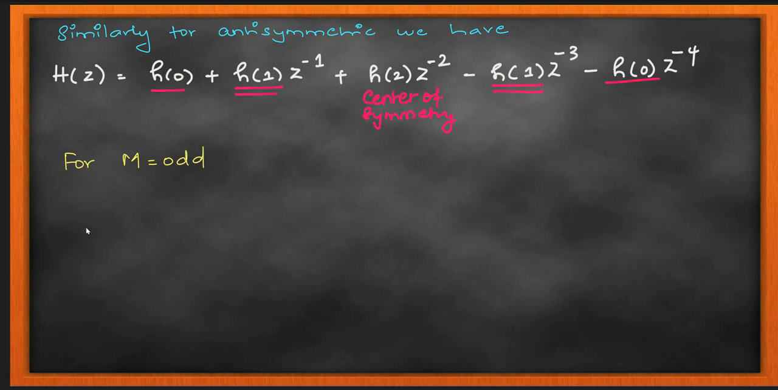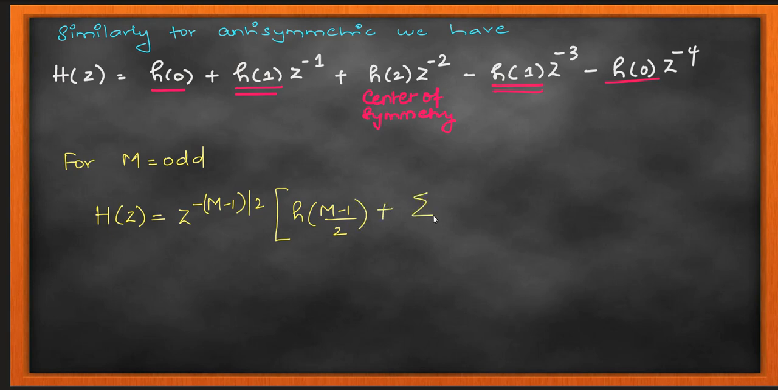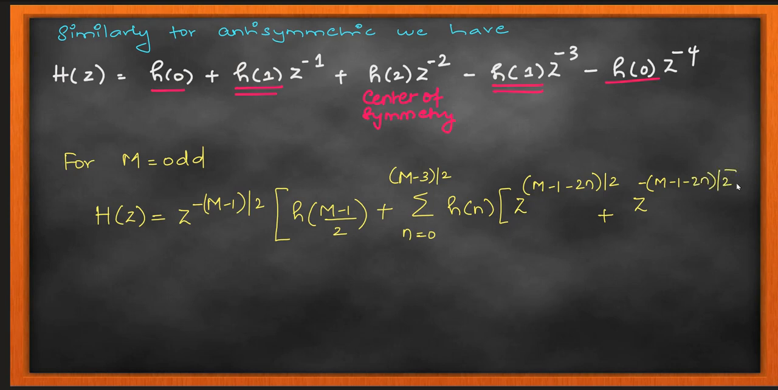So for m is equal to odd, I am writing my final FIR representation for symmetric and anti-symmetric as this: h of (m minus 1)/2 plus the summation over n from 0 to (m minus 3)/2 of h of n into z to the power of (m minus 1 minus 2n)/2, plus or minus z to the power of minus that. So this is the equation that you need to remember.